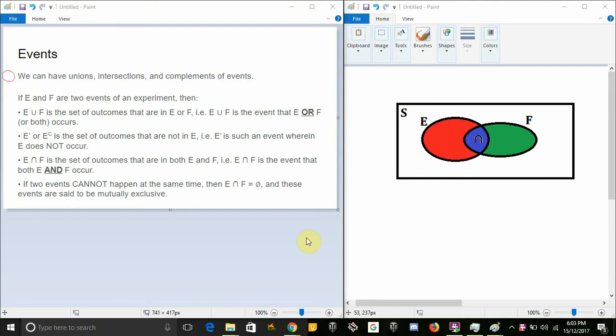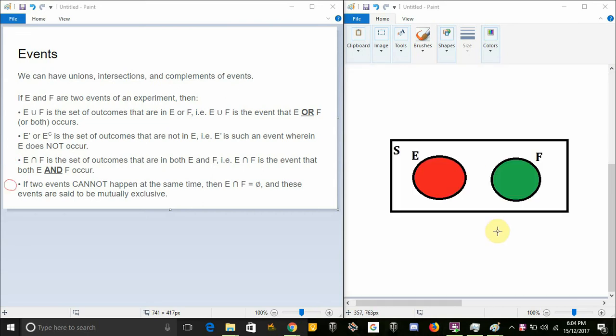Events have unions, intersections, and complements. If E and F are two events, then E union F, that is the red, blue, and green portion, is the set of outcomes that are either in E or in F. Complements: E complement is the set of outcomes that are not in E, that is, outside this red and blue portion. E intersection F is the set of outcomes that are in both E and F, that is, this intersection part, that is blue in color.